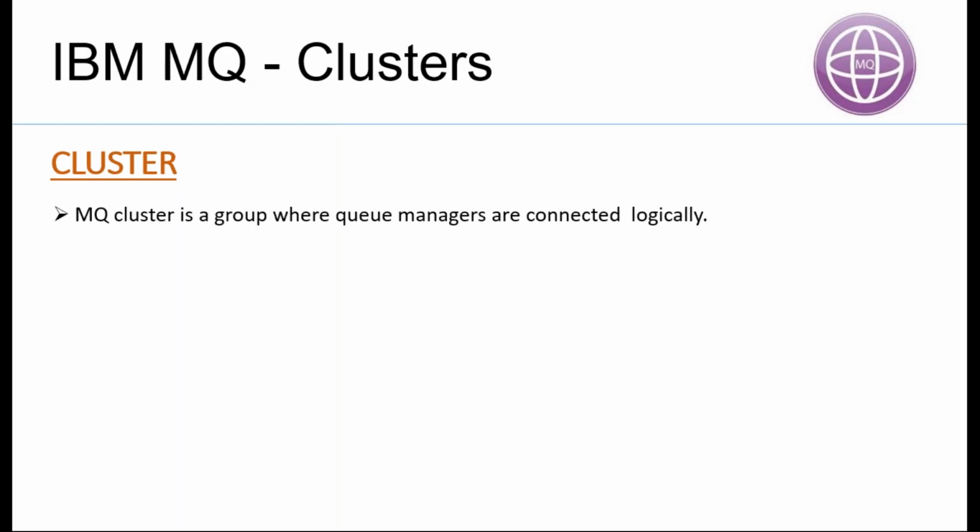An MQ cluster is a group where the queue managers are connected logically. What is in an MQ cluster? It's very simple. There are certain queue managers; it could be 1 queue manager, 3, 10, or 100 queue managers. All these queue managers are grouped and connected logically. That is called an MQ cluster. So basically, an MQ cluster is a grouping of queue managers. They never connect physically, but they connect logically.